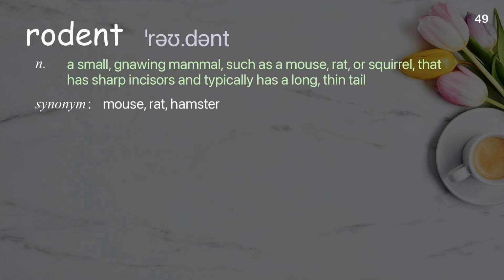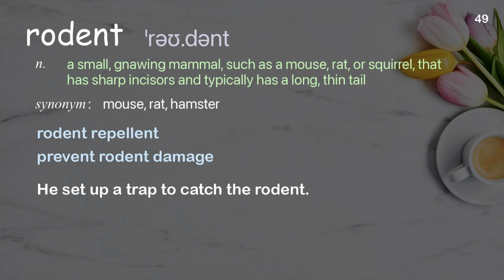Rodent. A small, gnawing mammal, such as a mouse, rat, or squirrel, that has sharp incisors and typically has a long, thin tail. Examples: Rodent repellent. Prevent rodent damage. He set up a trap to catch the rodent.